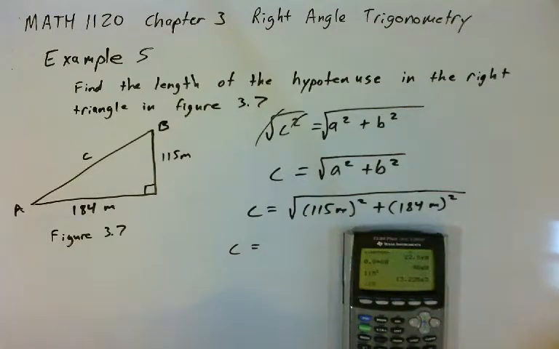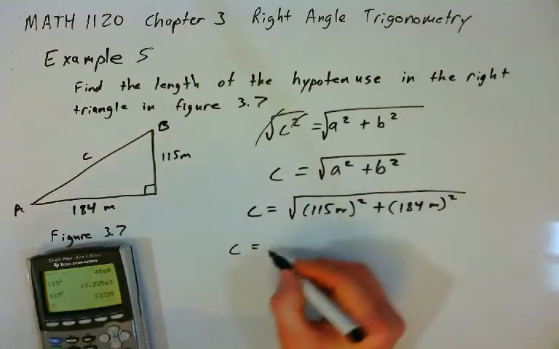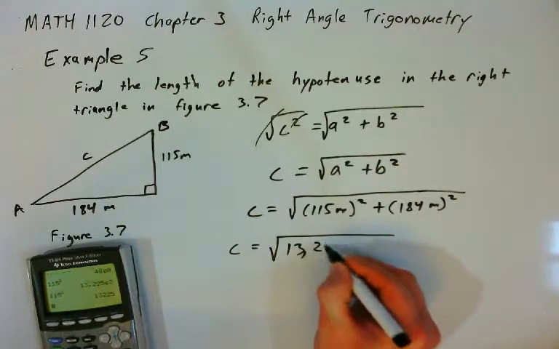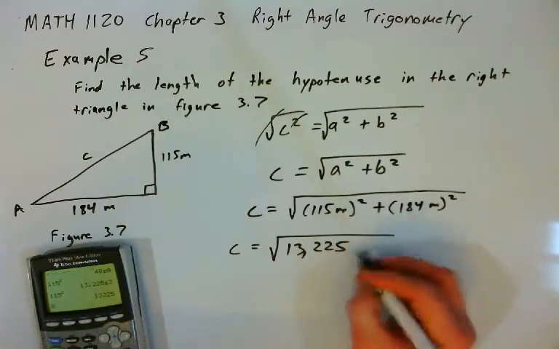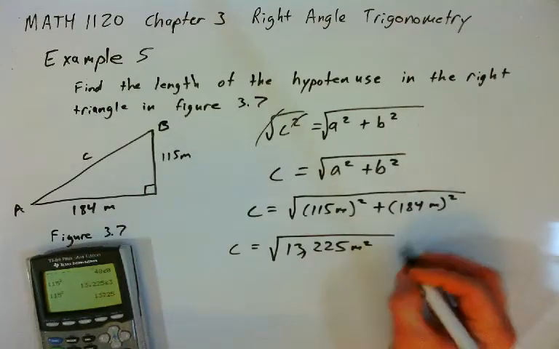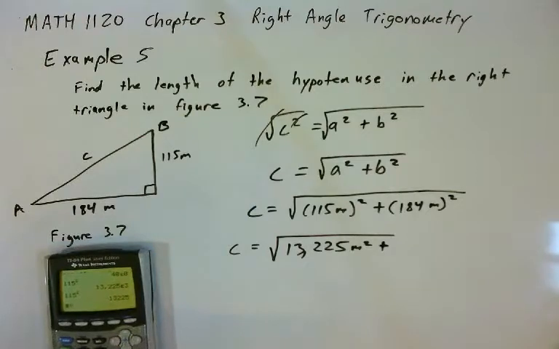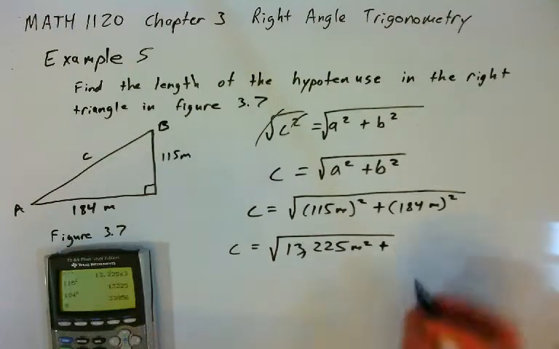Okay. 115 squared is 13,225. Meters squared is meters squared. Plus, and 184 meters squared will be 184 squared, which is 33,856.